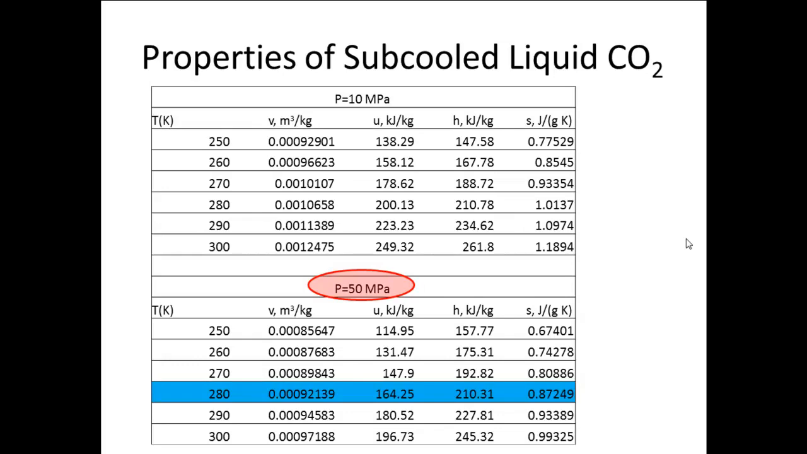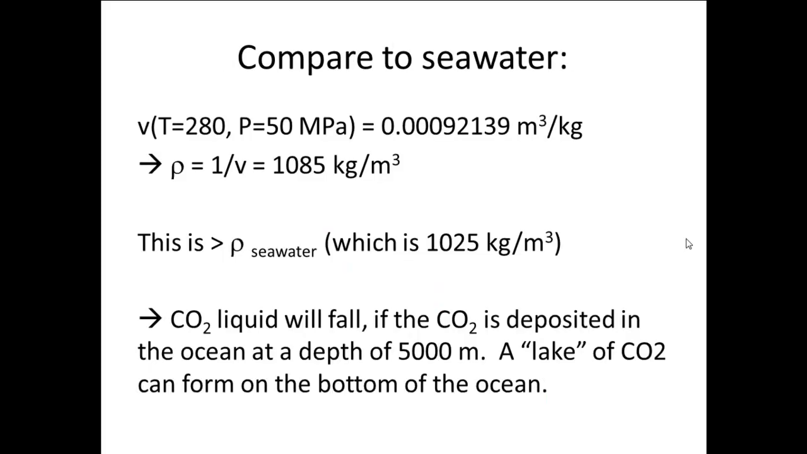Then we find the line for 280 Kelvin, and the value of V is 0.000921 meters cubed per kilogram. Okay, we convert that into a density. Density is 1 over V. It is 1085 kilograms per meter cubed. And we see that that's greater than the density of seawater. And so we conclude that if we inject the CO2 at 5,000 meters, we will have liquid CO2 and it will fall downward, and we may form a lake of CO2 at the bottom of the ocean.